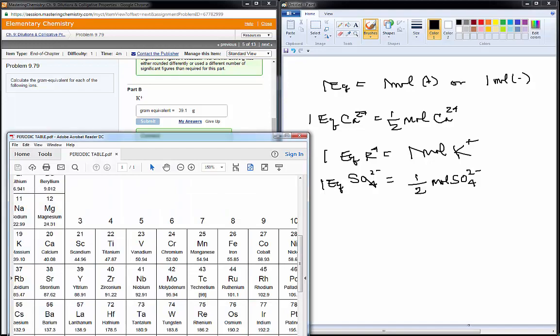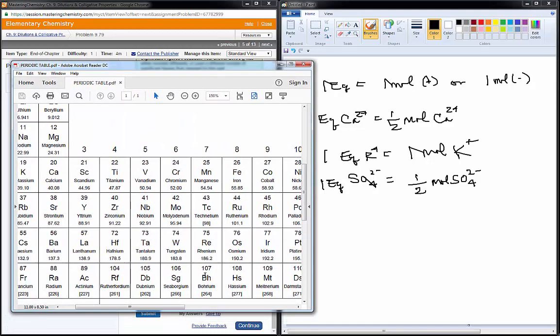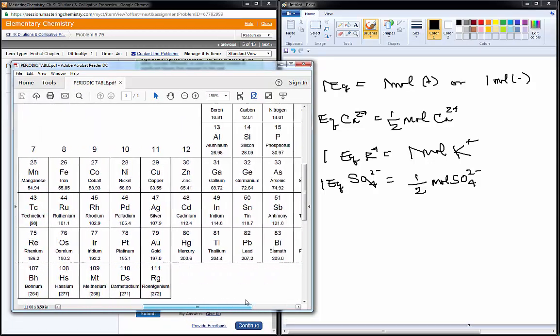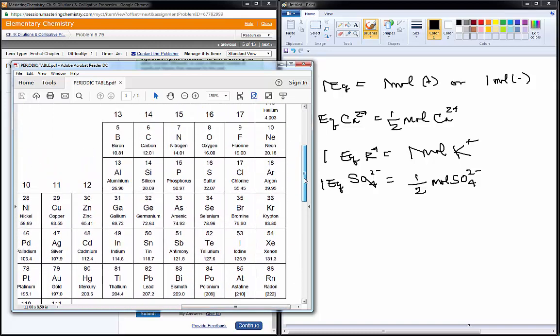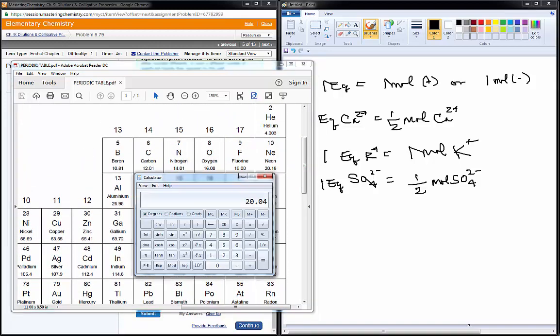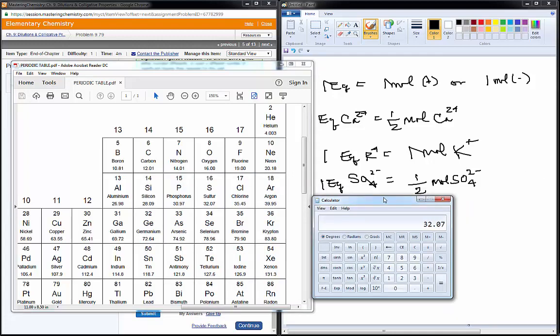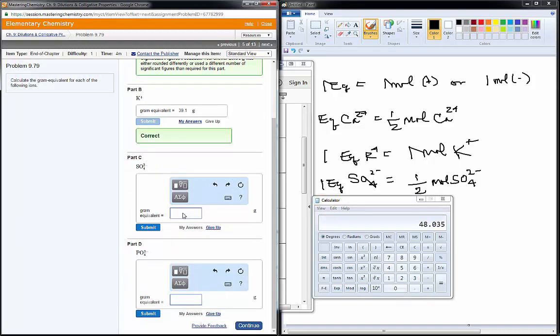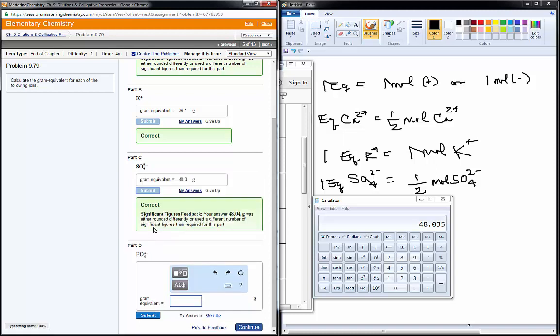So now we're going to calculate the mass of sulfate and then divide it by 2. Sulfate has 1 sulfur and 4 oxygens, which gives us a molar mass of 96.07 grams per mole. Divide that by 2 to get 1 mole equivalent of negative charges. That gives me 48.04 grams.